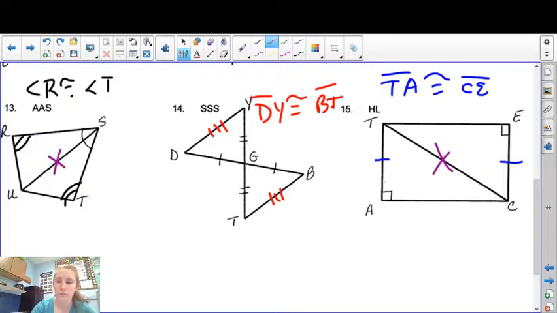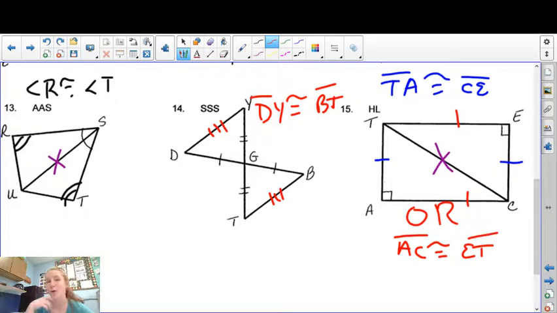Or, I don't need both. I just need one or the other. AC and T, I'm sorry, ET. Now, if I have all four marked, you won't get any points. I need one or the other. Remember, explicitly state what you need.